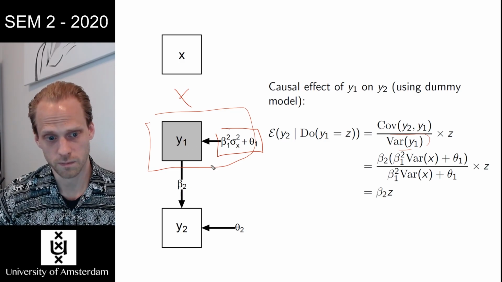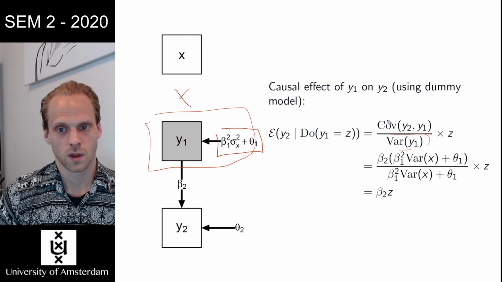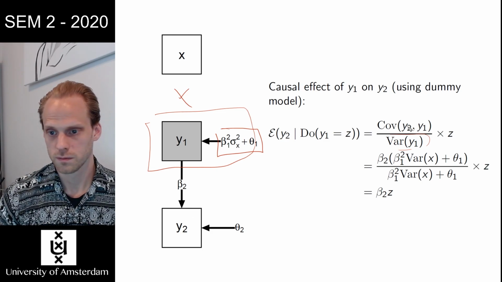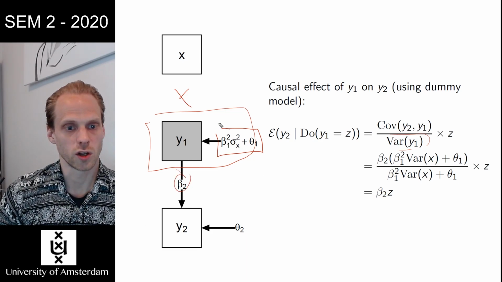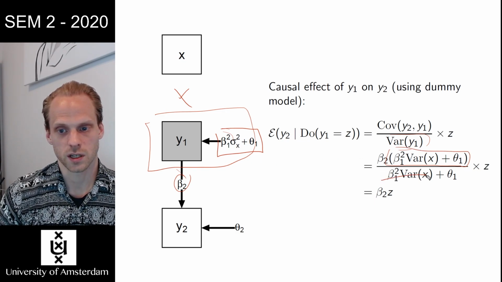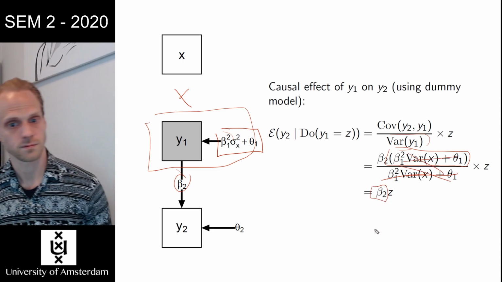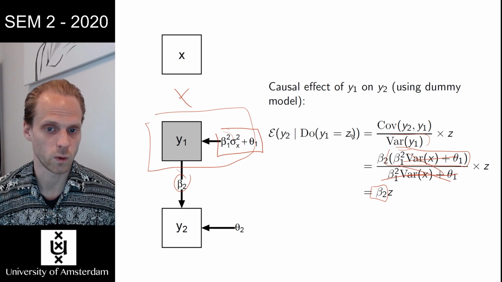And then in this model, I can compute the expected value like I did normally. So I have the covariance between y1 and y2, right? So that's beta 2 times, and then this is the double-sided arrow, right? So times this, then we're there. That's beta 2 times this. And I have the variance, which is this as well. So that cancels out. And now I'm left with beta 2 times z. So that's then the causal effect of putting y1 to z.